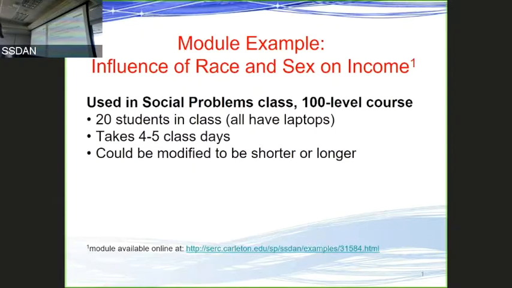I've learned more time is almost always better, and we're learning both content and quantitative skills, but you can adapt it any way you like. This is online, and you are welcome to use any of the materials.